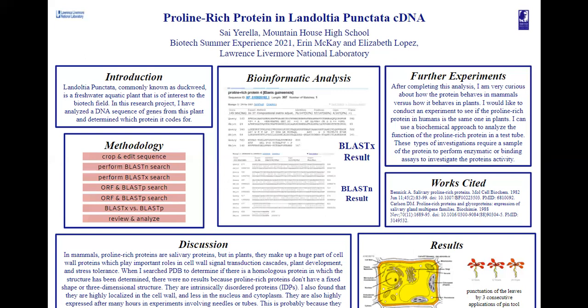So after completing this analysis, I'm very curious about how the protein behaves in mammals versus how it behaves in plants. I would like to conduct an experiment to see if the proline-rich protein in humans is the same one in plants. I can use a biochemical approach to analyze the function of the proline-rich protein in a test tube. These types of investigations require a sample of the protein to perform enzymatic or binding assays to investigate the protein's activity.